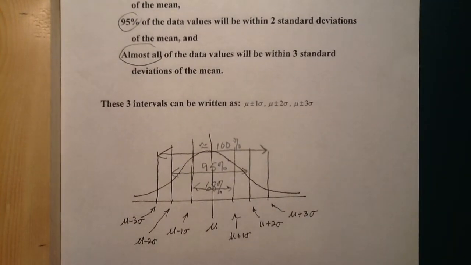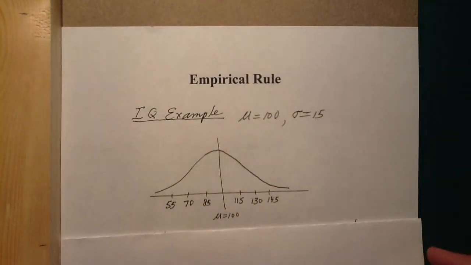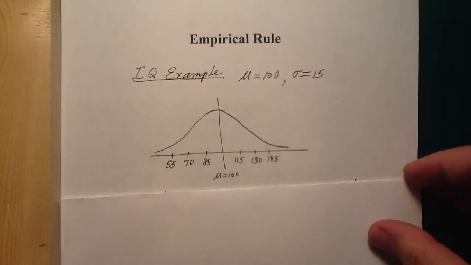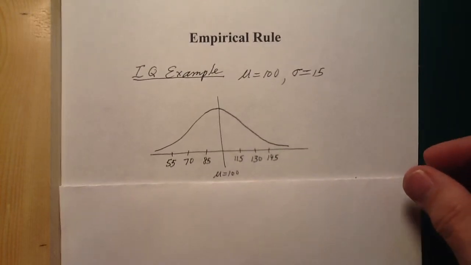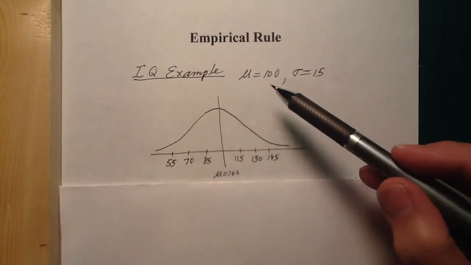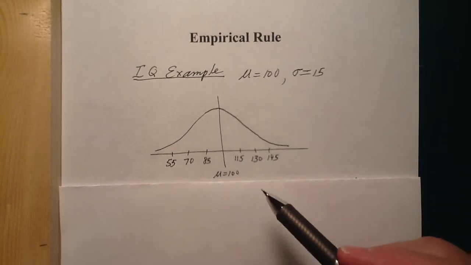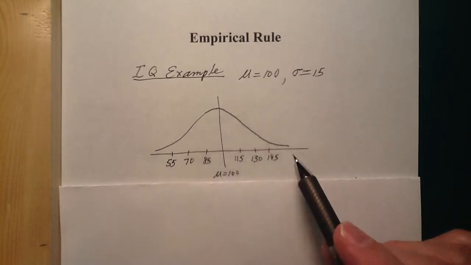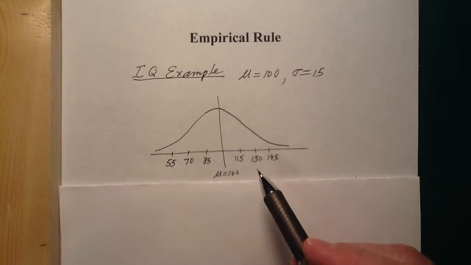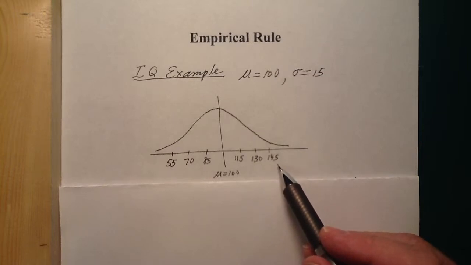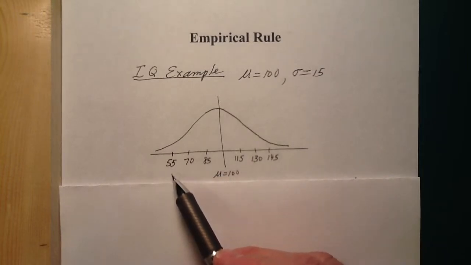Now, I want to look at an example and see what these numbers look like. So the example we have is about IQ scores. Let's assume that the mean of all IQ scores is 100 and the standard deviation is 15. So what we have is a bell-shaped distribution. The mean is 100, and I've marked off the plus 1 standard deviation, 2 standard deviations, and 3 standard deviations to the right, and the same thing to the left.